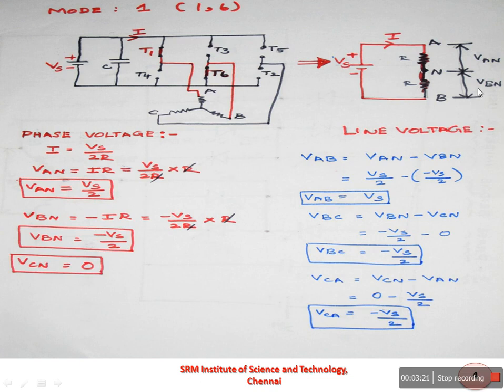Similarly, we can find the phase voltage of phase B. VBN is equal to minus I into R because phase B is connected to the negative of the supply. Substituting I as Vs by 2R, the R cancels, and finally you get VBN is equal to minus Vs by 2. For phase C, it is connected to the open switches T2 and T5, which means it is not connected to the supply input. So the voltage across this phase, VCN, is equal to 0.